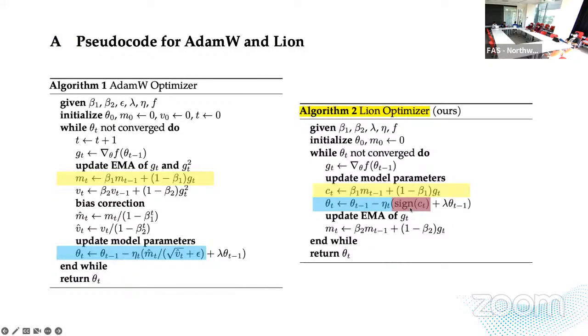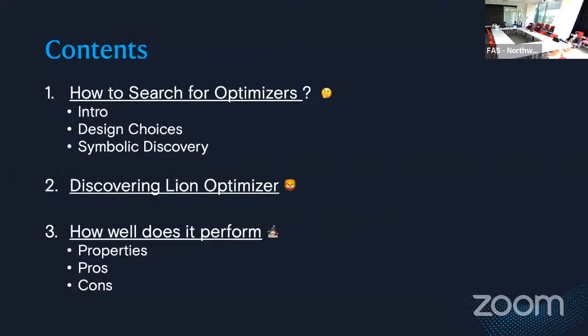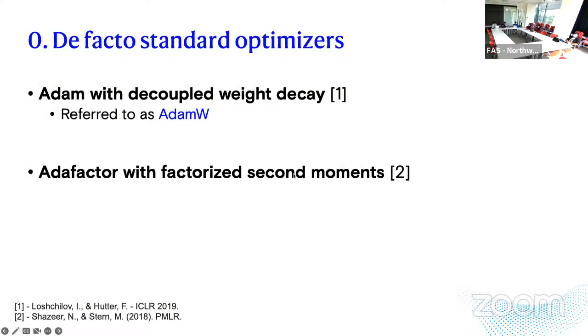We'll get to the details of this optimizer later, but first let's see how we can search for an optimizer in the first place. We'll look at how this searching process is done, and then we'll get into what the optimizer characteristics are. As we talked about earlier, the de facto standard optimizers are Adam and Adafactor. I have not used Adafactor much, but I think the concepts are mostly similar.